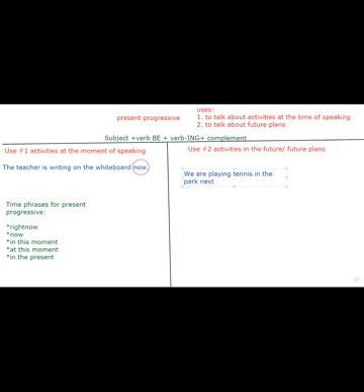Next Saturday. Look at this. Look how beautiful this is. We are playing tennis in the park next Saturday. Now, what are we doing here again? We have a phrase here, right? That is telling us when this activity is happening in the future. Okay? Next Saturday. Now, what is the verb in this case, Emerson? Playing. Very good. What is the complement, Concepción?